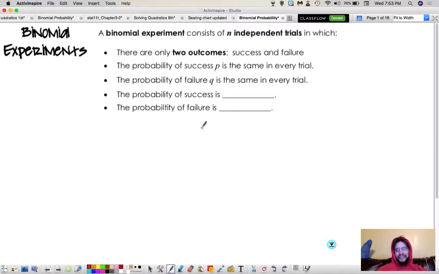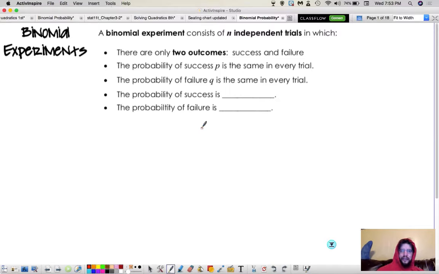And it also has to have a set number of trials. So you can't just go until you feel like it. You have to have, like, okay, I have exactly 117 people. It has to be a set number. The probability of success has to be the same every time you do the trial. So success doesn't change. You're flipping a coin, it's always 50-50. So heads is always 50%, tails is always 50%.